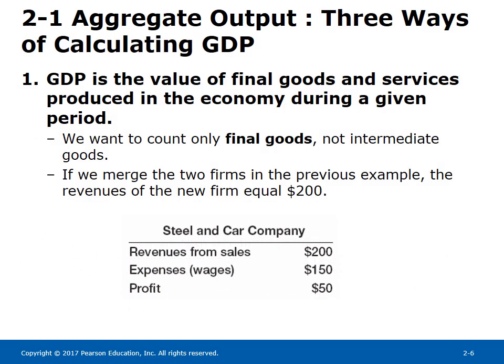Three ways of calculating GDP. 1. GDP is the value of final goods and services produced in the economy during a given period. In the example given, the value of cars produced is $200. Cars are the final good produced, whereas steel is an intermediate good used in producing cars. So only the value of the final good produced will be counted in the GDP, which is the revenue from car sales, equal to $200. If the revenue from sales of steel is also included, it would lead to double counting.